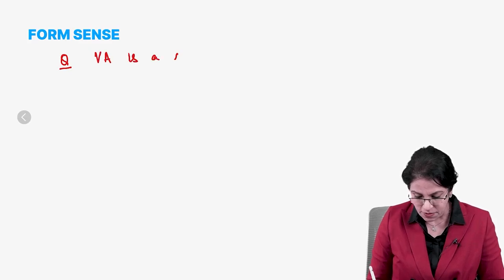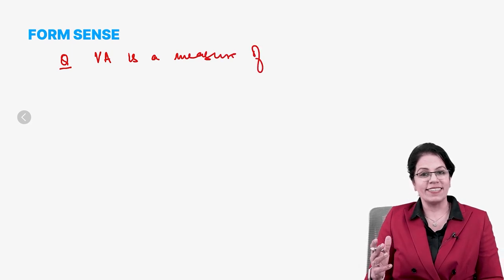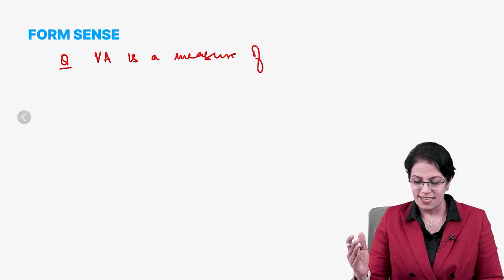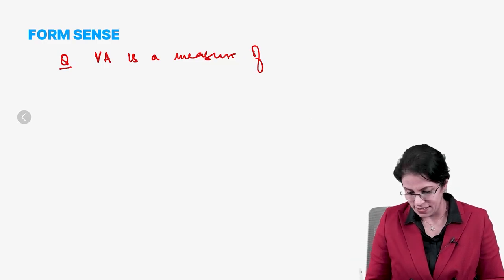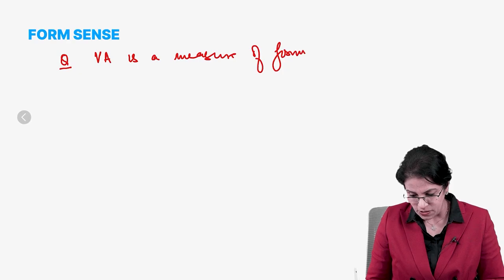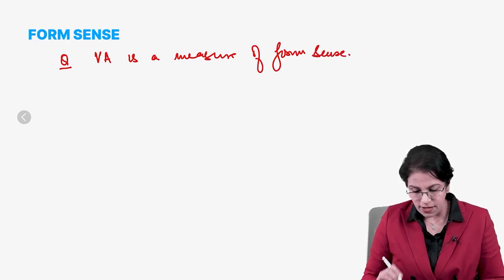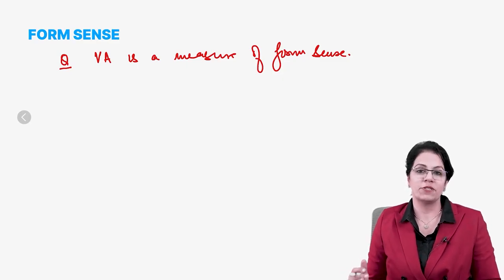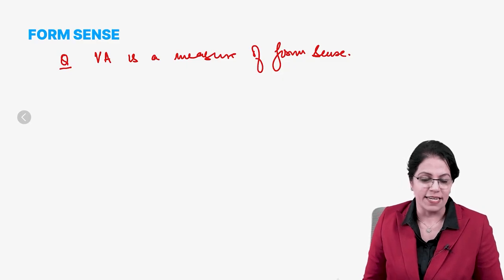Visual acuity is a measure of, is it a measure of light sense? Is it a measure of form sense? Is it a measure of contrast sense or color sense? It is form sense. Easy? Okay. So when we talk about visual acuity, we have to understand most commonly, of course, you're measuring it by Snellen's acuity chart.